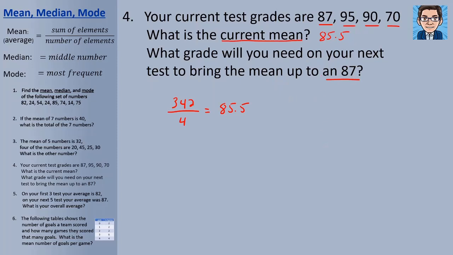So let's figure out what the total we would need to have an 87 average. We're going to have one more test, so there's going to be 5 tests times 87. So once we have 5 tests, we're going to need 435 points. Currently, with the first 4 tests, we have 342 points. So 435 minus our 342, we're going to need a 93 on that next test to bring our average up to an 87.